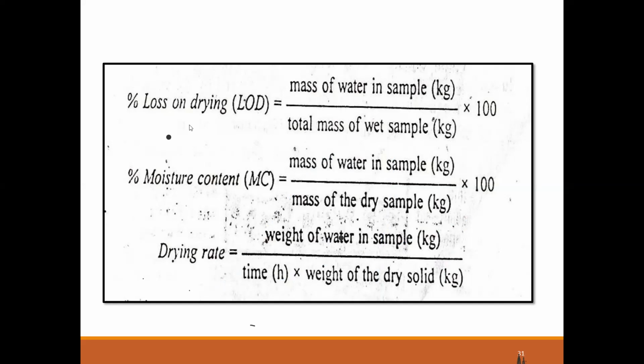How do we calculate the percentage of LOD? Loss on drying is the mass of water in the sample divided by the total mass of the sample, which is the initial weight of that sample, into 100. Then percentage moisture content: the mass of the water in the sample divided by the mass of the dry sample, that is, the weight of the material after drying, into 100. That is called the percentage of moisture content.